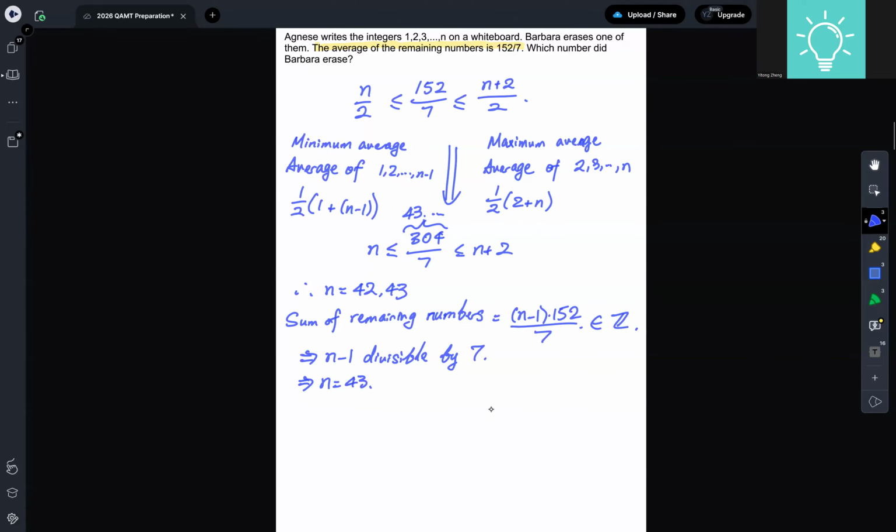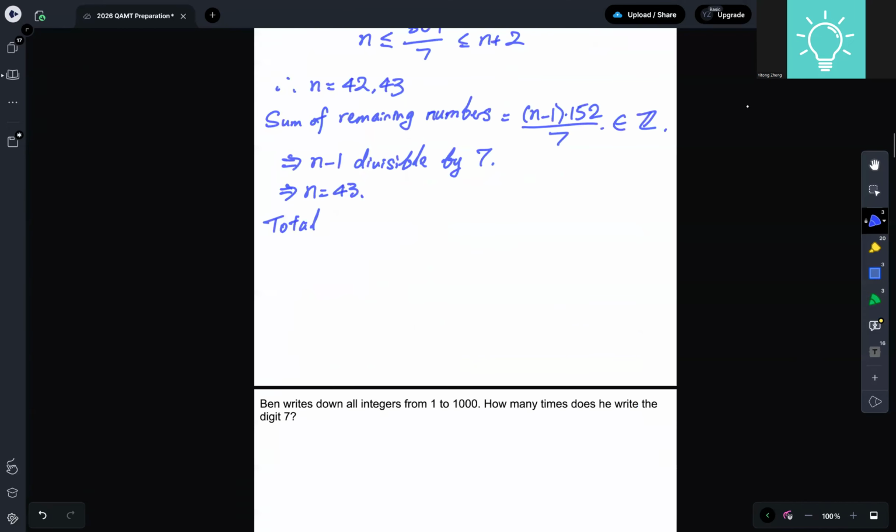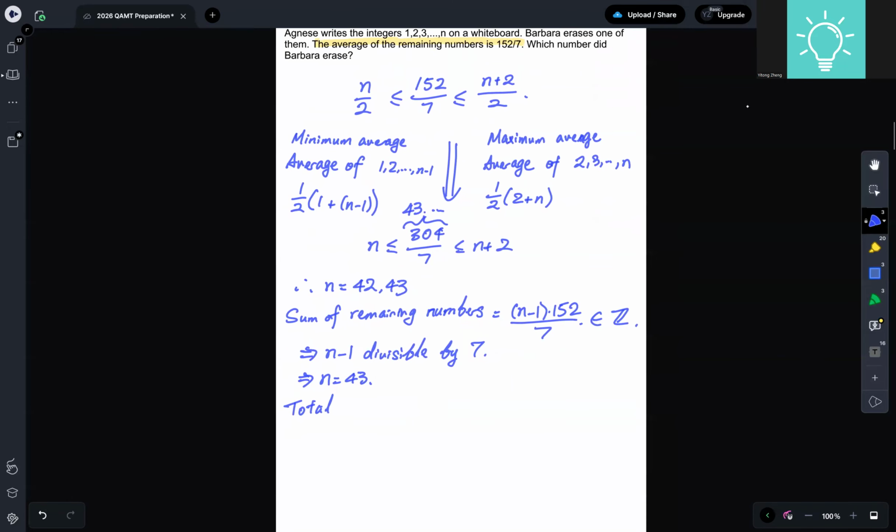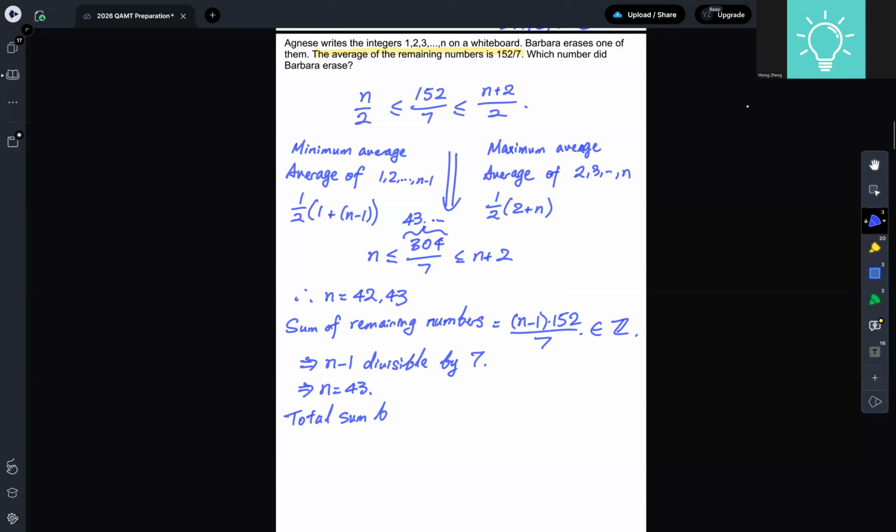So the total sum of the numbers before Barbara erased anything, that is just 1 plus 2 all the way up to 43. And we have a formula for that. That's just 1 plus 43 over 2 times 43. What is that? 44 over 2 is 22. 22 times 43. What is that going to be? Is that 946?